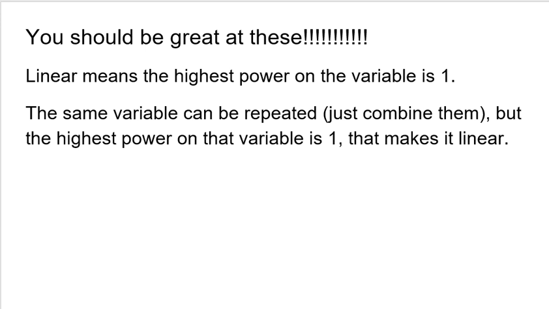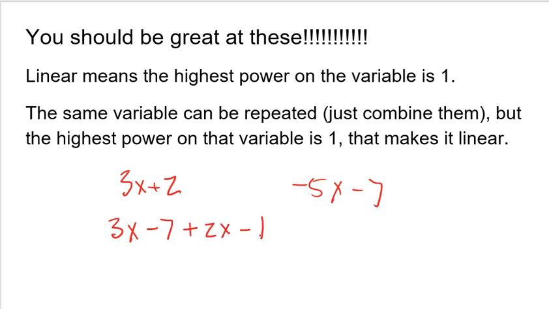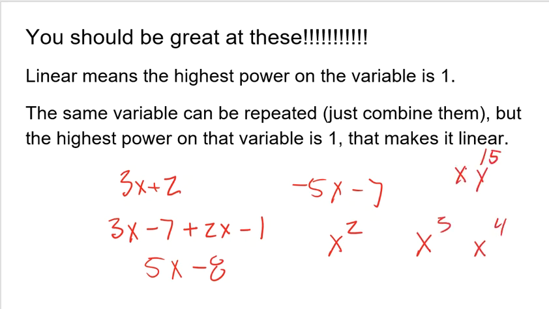All right, linear means that the highest power on the variable is 1. The same variable can be repeated. You might see a couple different x's throughout the problem, but the highest power on that variable is 1. That makes it linear. So, 3x plus 2, that's linear. Negative 5x minus 7, that's linear. 3x minus 7 plus 2x minus 1, that's still linear. You would just combine those and say 5x minus 8. It's still linear. But the moment you see an x squared or an x cubed or an x to the 4th or an xy to the 15th power, sorry, no longer linear. All right, you get the point.